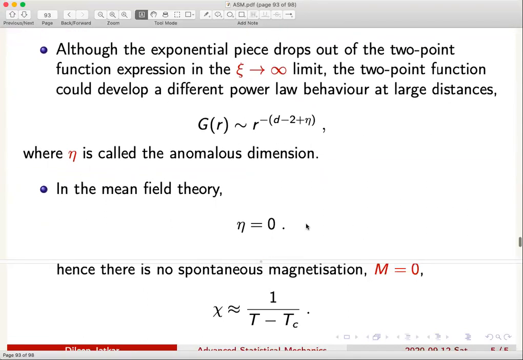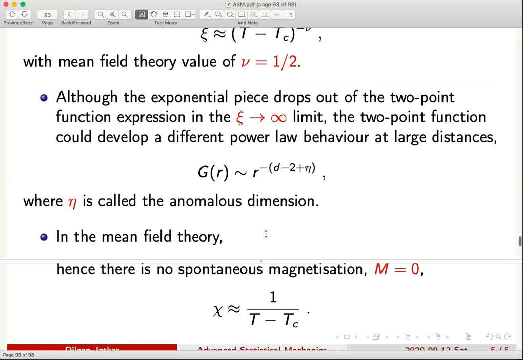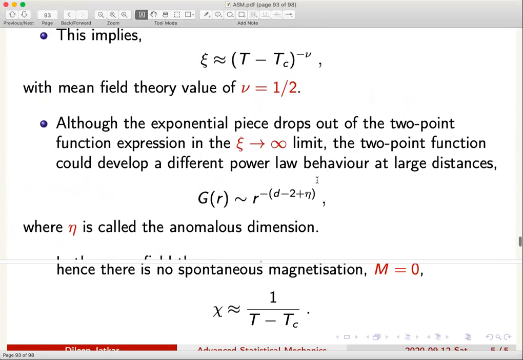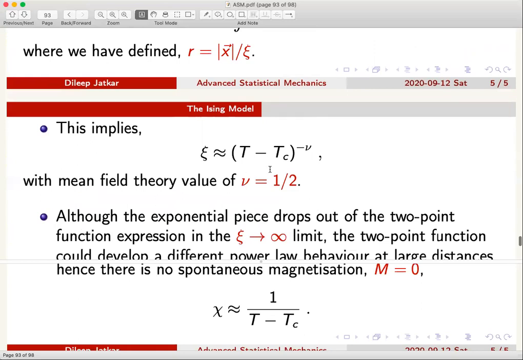So what we have found is that in the mean field approximation, if you turn on inhomogeneous external stimuli, then you can get effects which depend on space. And if you try to determine the spatial correlations of the system using those external stimuli, you can determine that the correlation function falls off in a particular fashion, but within the mean field approximation, it does not develop any different scaling dimensions. So its anomalous dimension is just 0, whereas the rate at which the correlation length would diverge would go as t minus tc to the minus half.